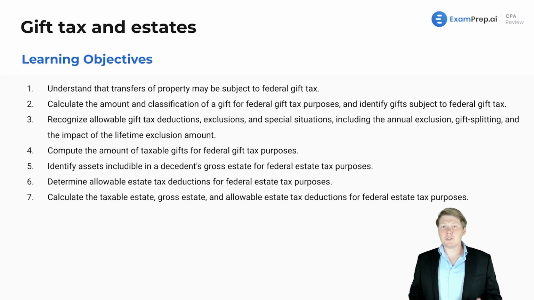We also want to determine the allowable estate tax deductions for estate tax purposes. And lastly here, we want to calculate the taxable estate, gross estate, and the allowable estate tax for our purposes here with the tax. Lots to be had here, lots of great material to cover. Let's dive right in and get to it.